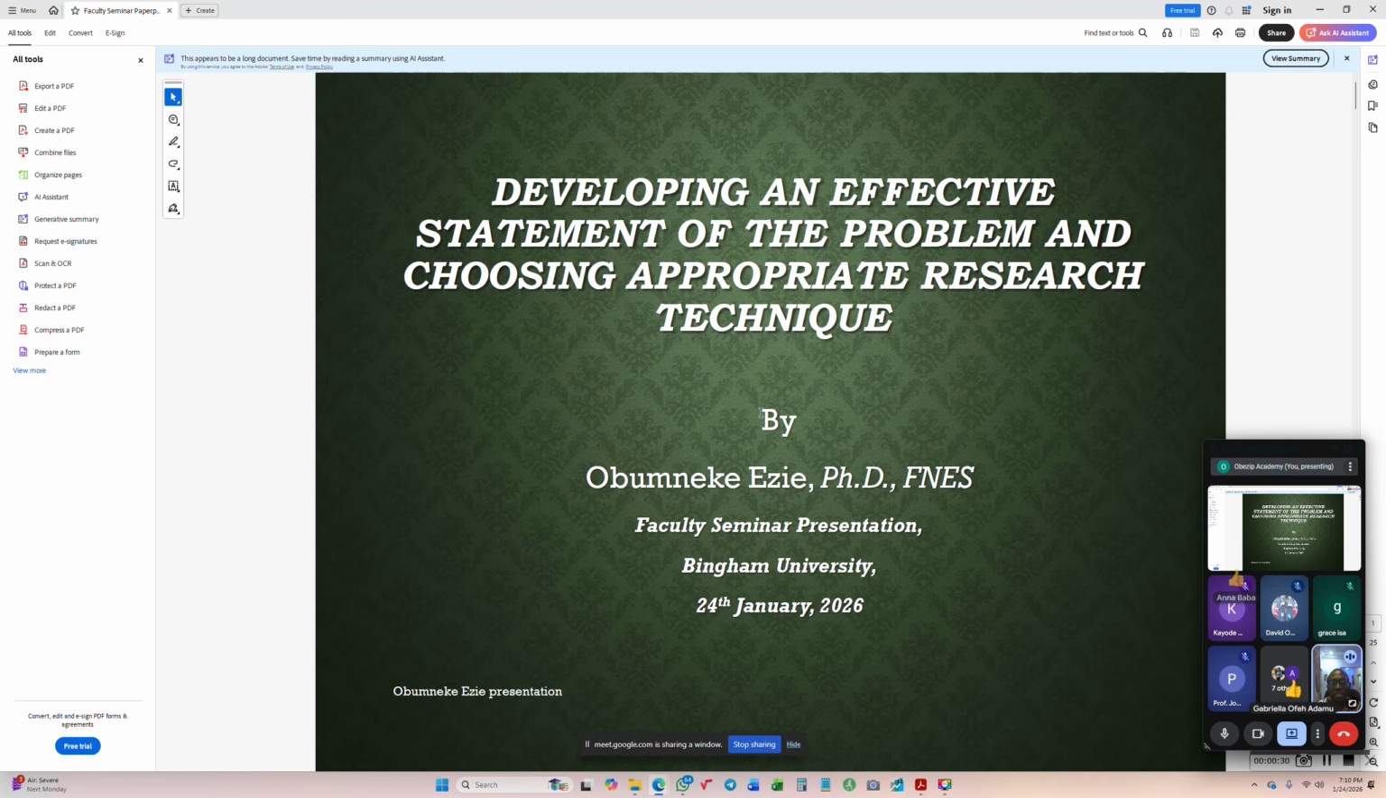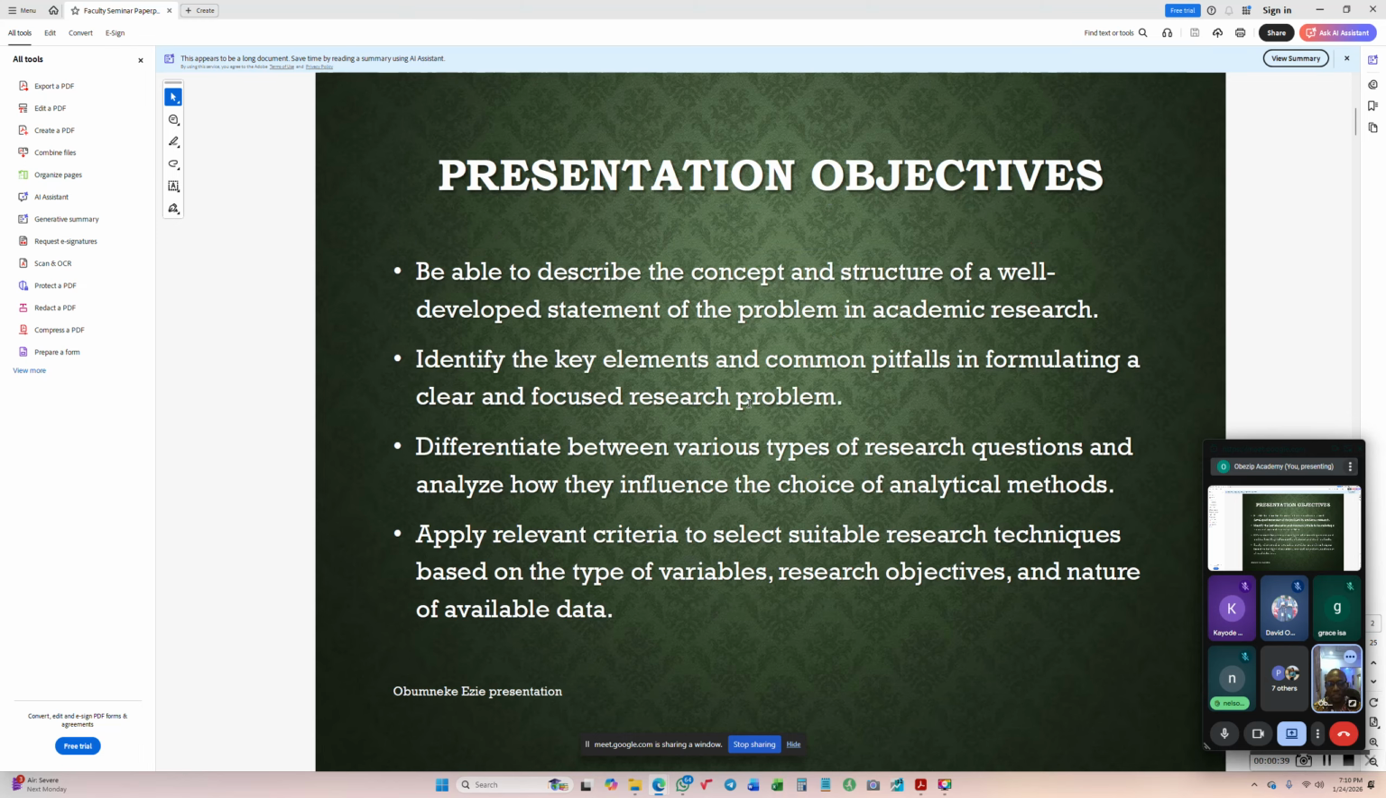So today we'll be looking at developing an effective statement of the problem and choosing appropriate research technique. By the end of this seminar, everyone should understand how to effectively coin a good statement of the problem and be able to identify an appropriate research method to use for their own analysis.